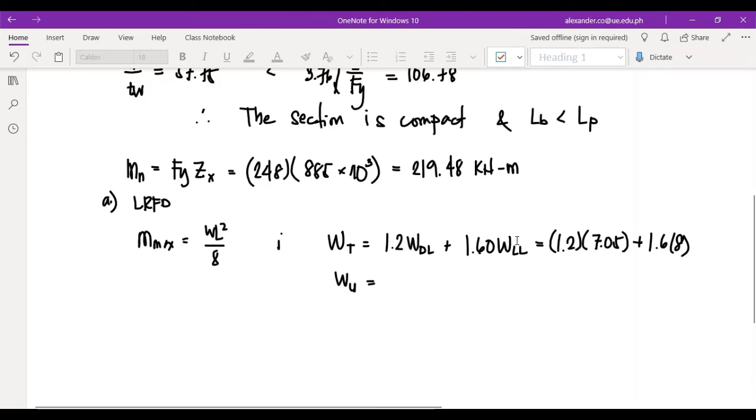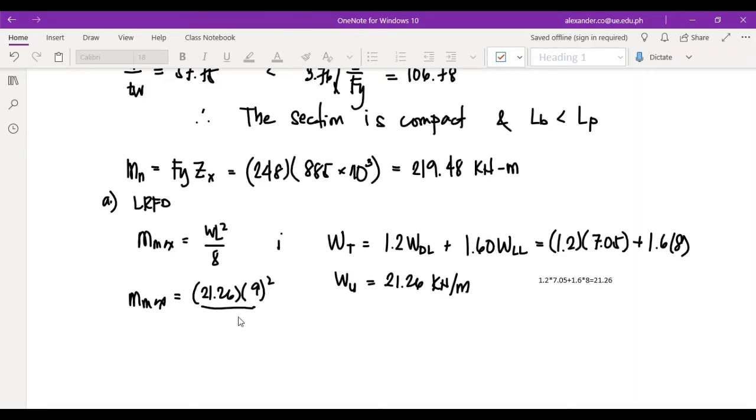So, ito yon. Pwede kong gawin ulit, papakita ko lang sa inyo. 1.2 times 7.05 plus 1.6 times 8, equal to 21.26 kilonewton per meter. So, maximum moment is equal to 21.26 times L, 9 meters, divided by 8.